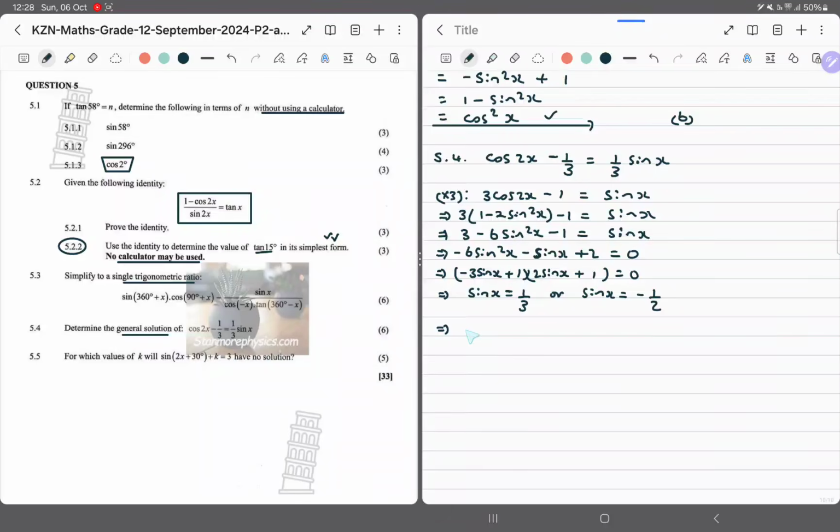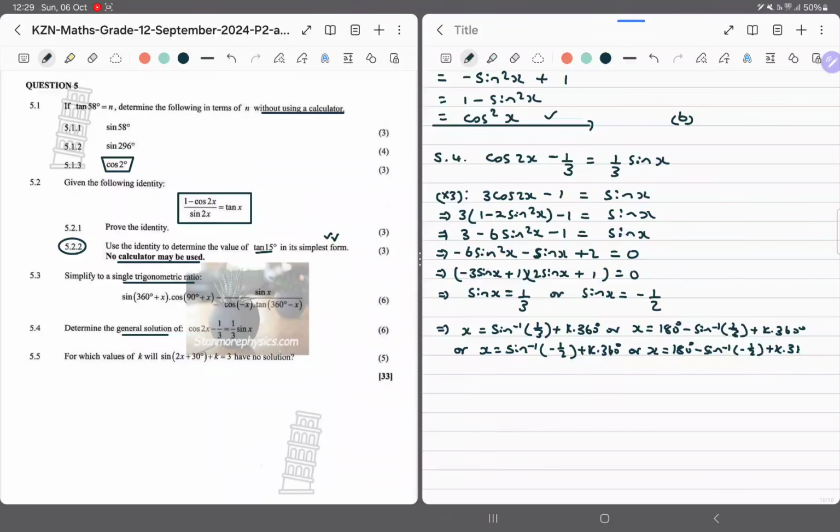So what do we see? We know that the angle x is going to be arc sine of 1/3 plus k times 360 degrees, or x is going to be 180 degrees minus that business plus k times 360 degrees, or we come to this one, x is going to be arc sine of minus 1/2 plus k times 360 degrees, or x is going to be 180 degrees minus arc sine of minus 1/2 plus k times 360 degrees, where k is an element of integers. That needs to be mentioned somewhere.